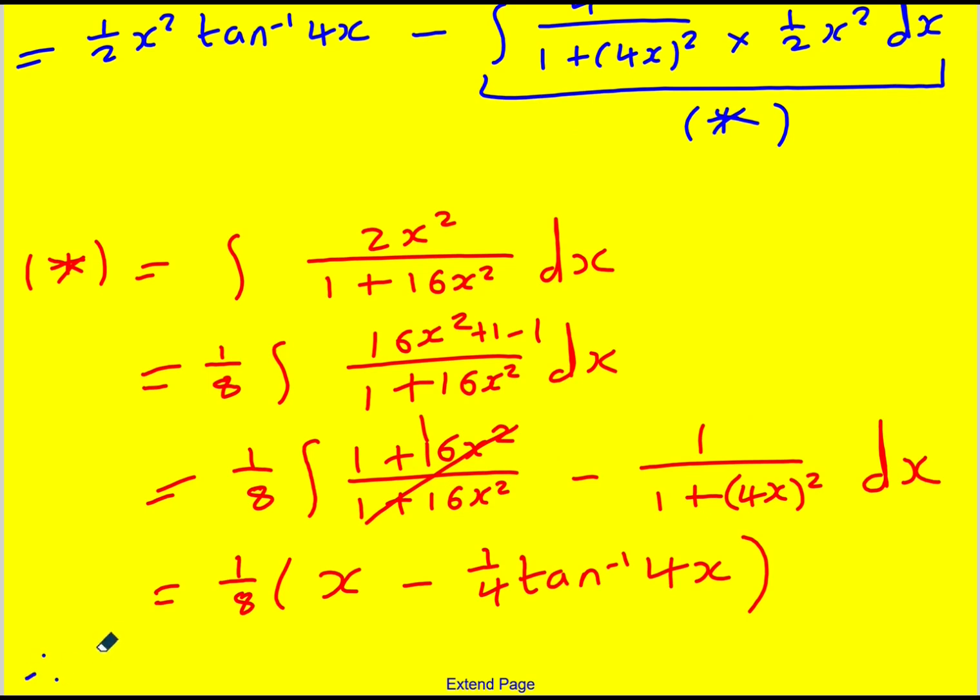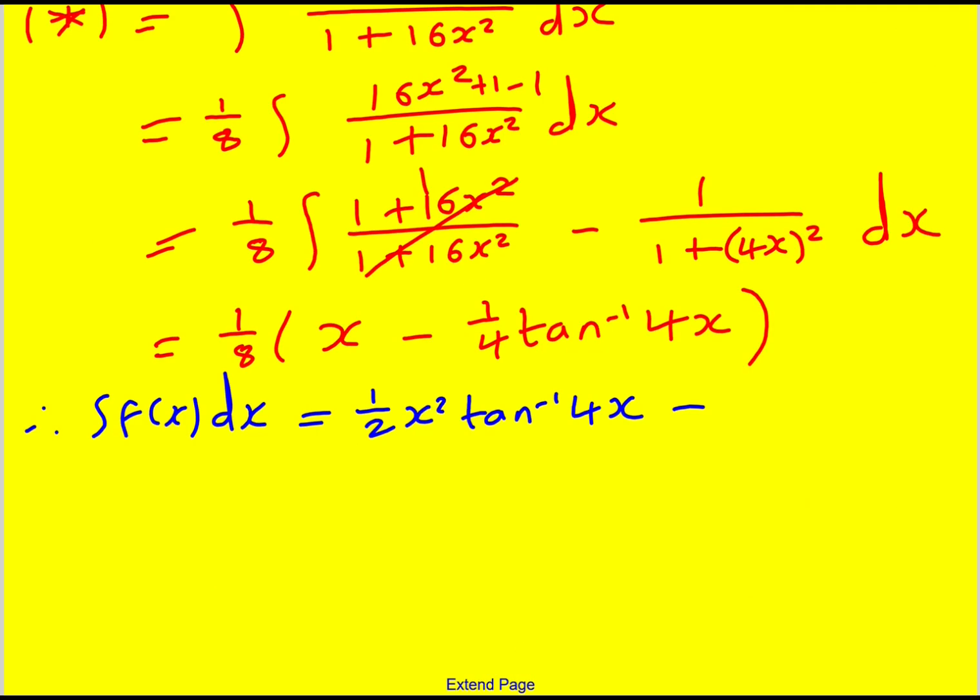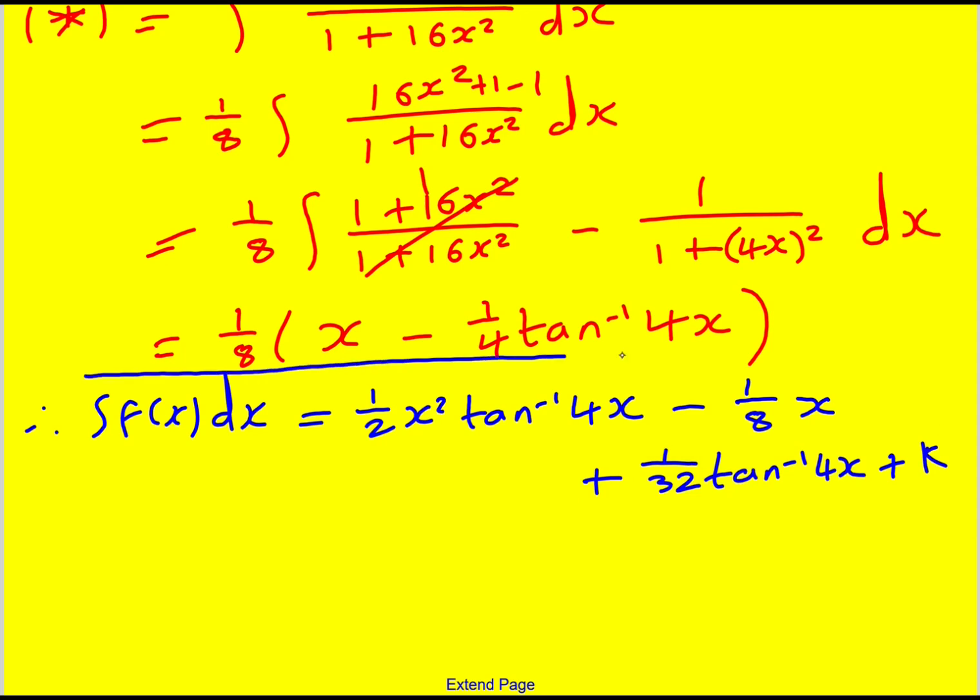So therefore, the integral of f of x dx is going to be the term that we had at the very beginning, a half x squared inverse tan of 4x. And then I'm going to be minusing this thing here. Well, let's expand the bracket, 1/8 x. And then it's going to be minus, so it's going to become a plus 1 over 32 inverse tan of 4x. Just got to remember the arbitrary constant, which is normally plus c, but they've put a plus k in their answer, so I'll leave it like that.